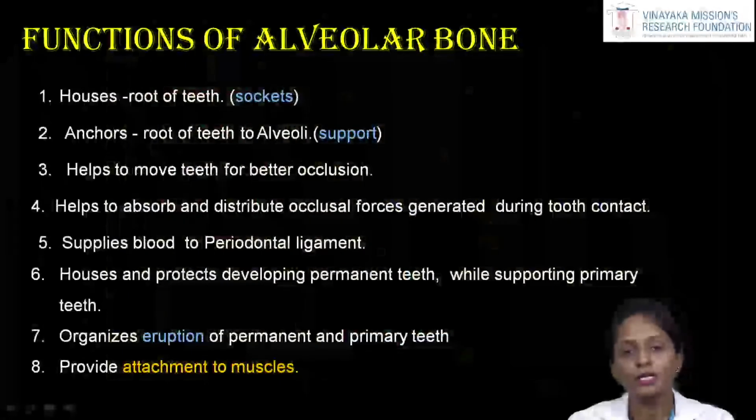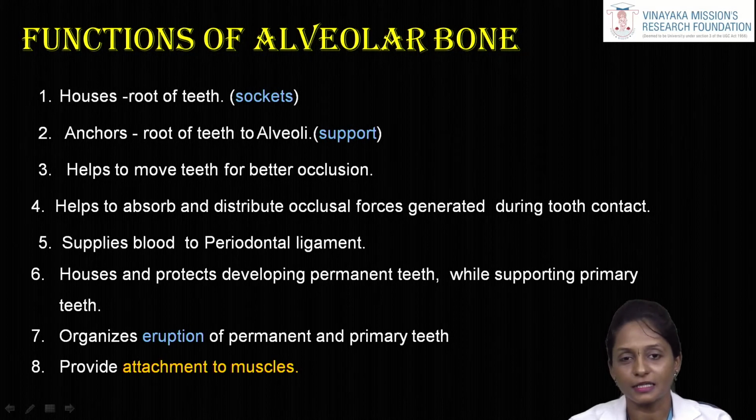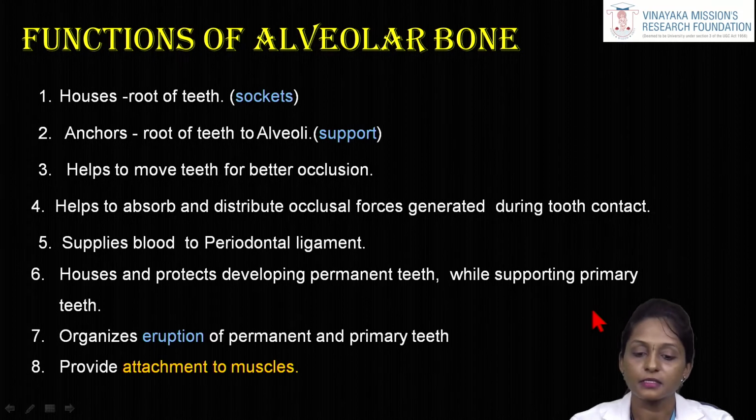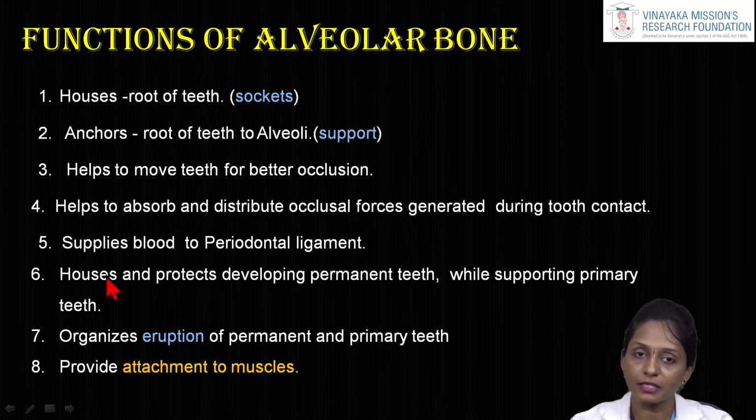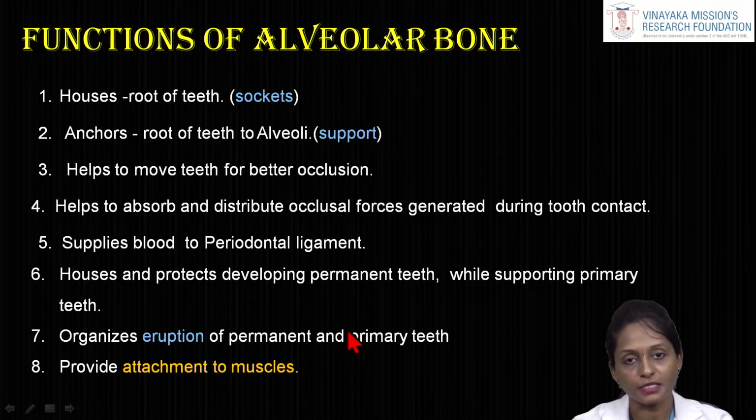Alright. Then what are the functions of alveolar bone? It houses the roots of the teeth, that is, anchoring the tooth roots to the alveoli. It helps to move the teeth for better occlusion, and it helps to absorb and distribute the occlusal forces which are exerted on them and generated during tooth contact. It supplies blood to the periodontal ligament area, and it houses and protects developing permanent teeth while supporting the primary teeth, and it organizes the eruption of permanent and primary teeth. It also provides attachment to the muscles.